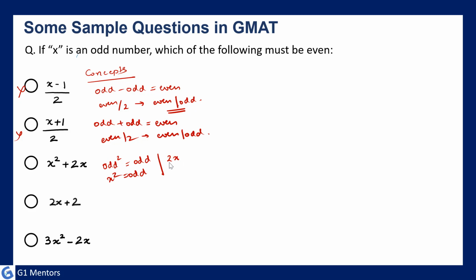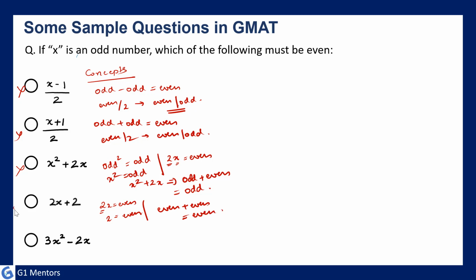And 2x, 2 into an odd number: since we are multiplying an even number by an odd number, it will result in an even number. So for x square plus 2x, what we are actually doing is adding an odd number to an even number, which is always an odd number. So the answer C is also not correct. Now let's see answer D. x is an odd number, so 2x is an even number because we are multiplying 2 with x, and 2 is an even number. So in this choice there is an even plus even, which is always even. So the answer choice is D.